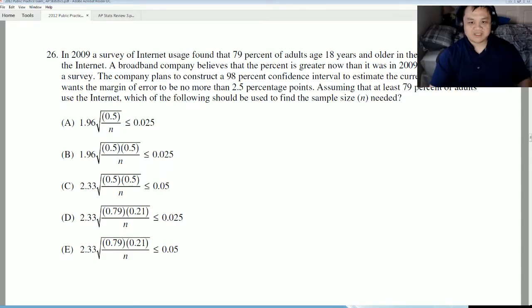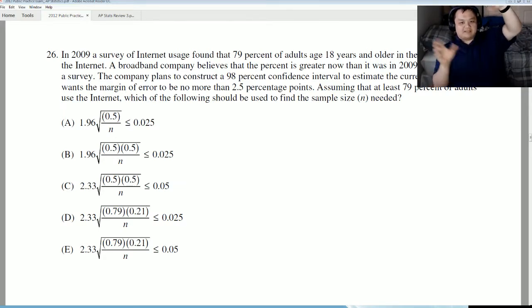When you have questions like this, just look at which ones wouldn't make sense and cross those out, and just look at the difference between the answers. Does that make sense? Yeah. Because you should already knock off two answers: A and B, because of the 1.96.